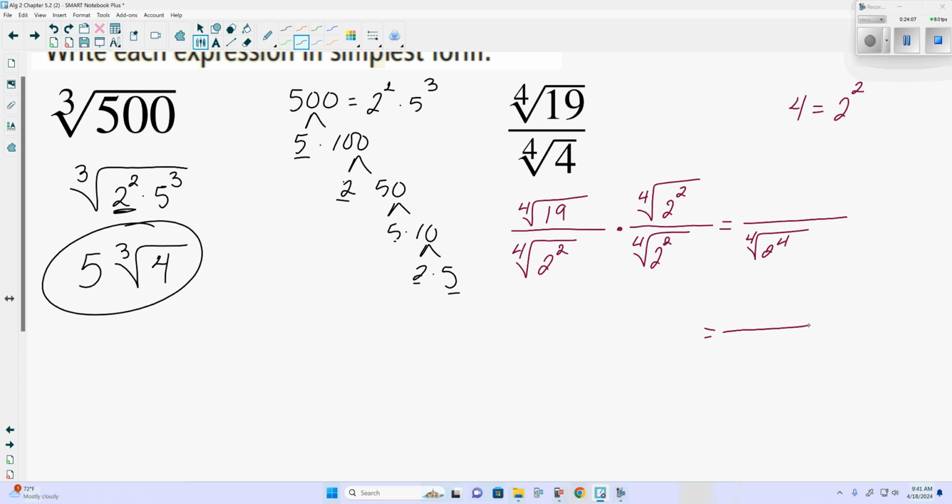Oddly enough, I ran out of space, but that's fine. Because on the bottom we have the fourth root of 2 to the 4th, which is 2. Because the goal for the bottom of the fraction is to get it to be a number to a power, and that power is divisible by whatever the index is.